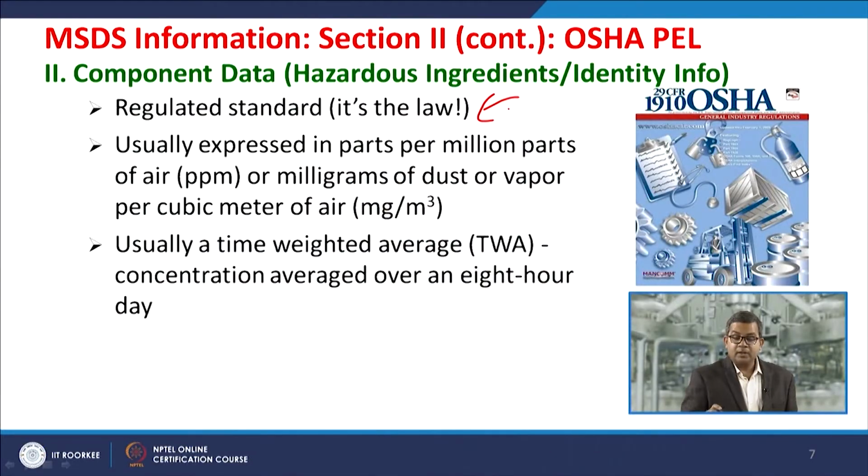Now this particular section must also list the regulated standards. It's a law, it's a regulatory aspect, so you must list all the regulated standards, and usually these regulated standards are expressed in terms of parts per million or milligrams of dust or vapor per cubic meter of air. Usually the time weighted average concentration is averaged over an 8 hour day, and if the worker shift exceeds 8 hours a day, then you need to recalibrate accordingly.